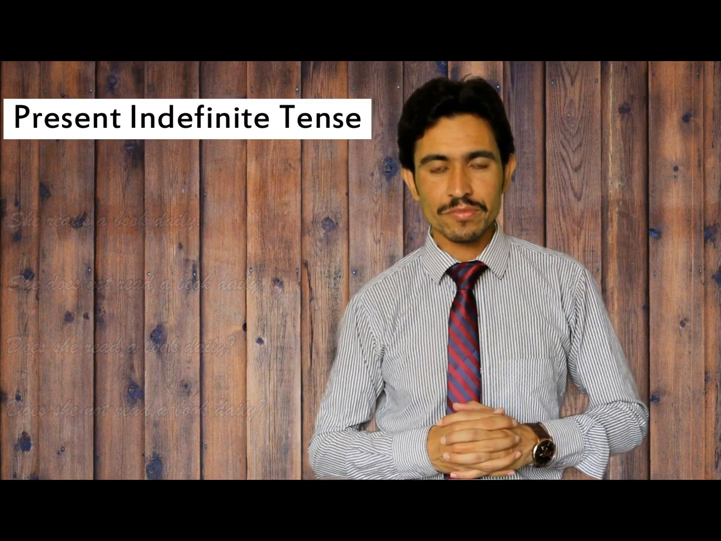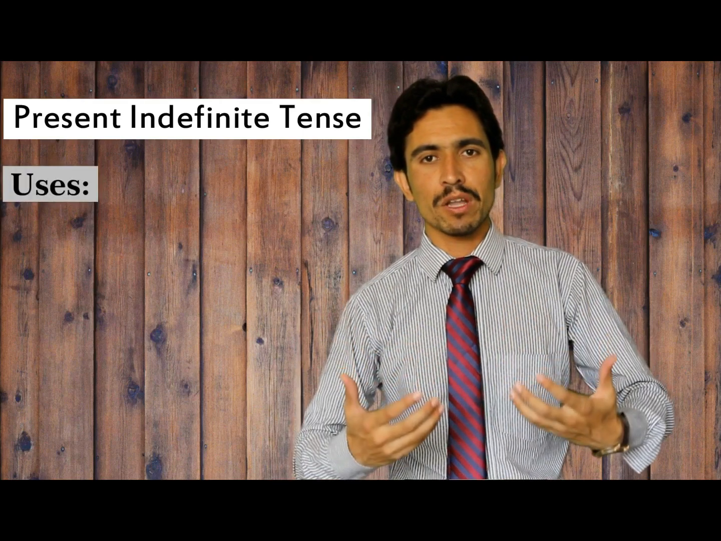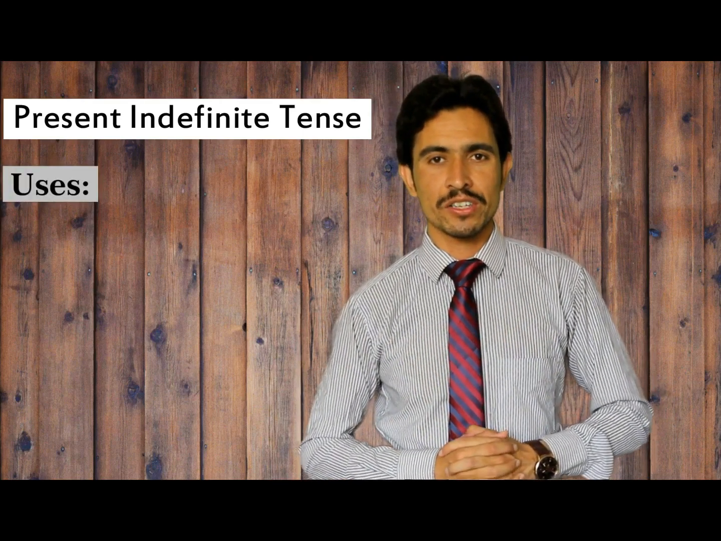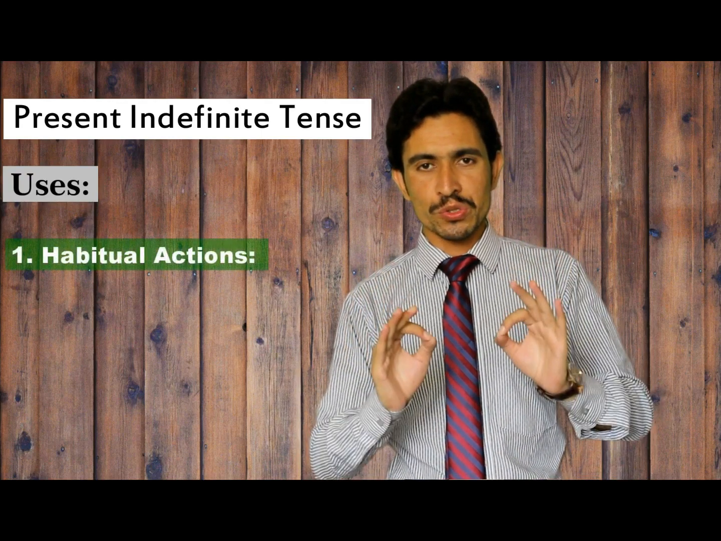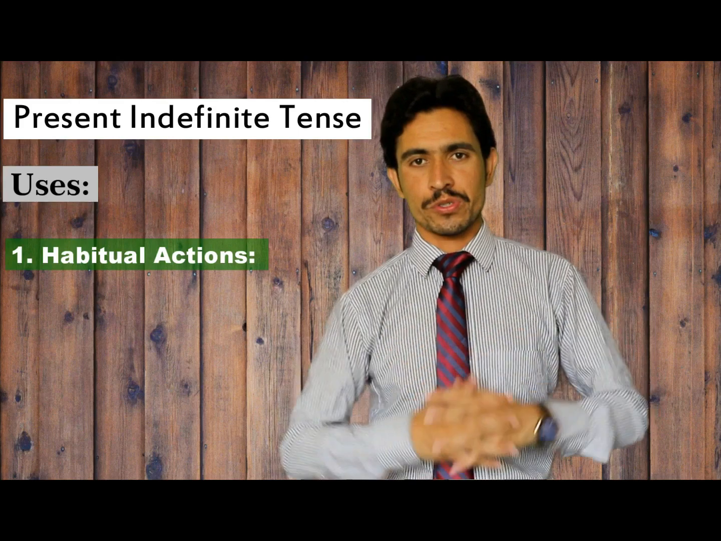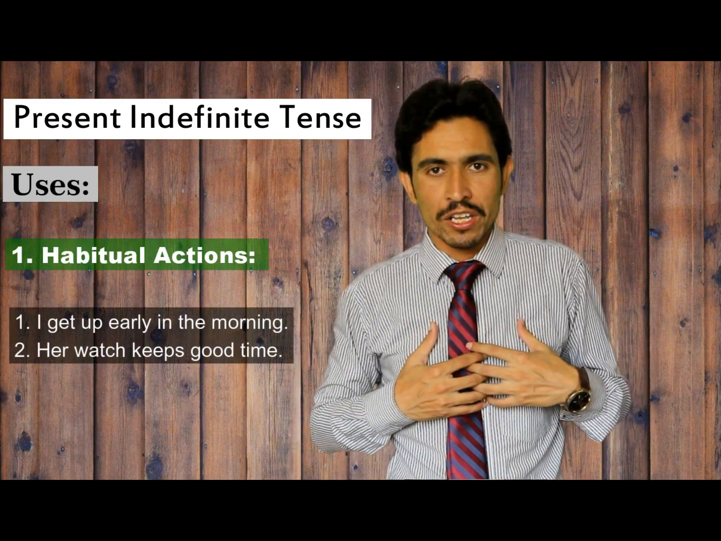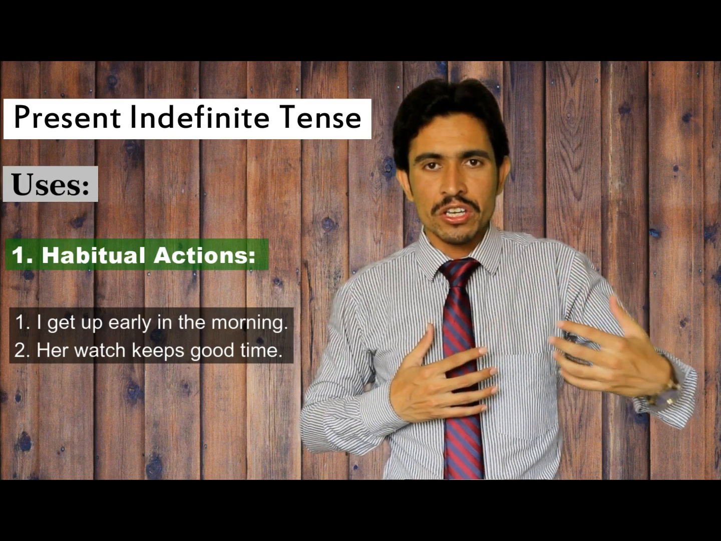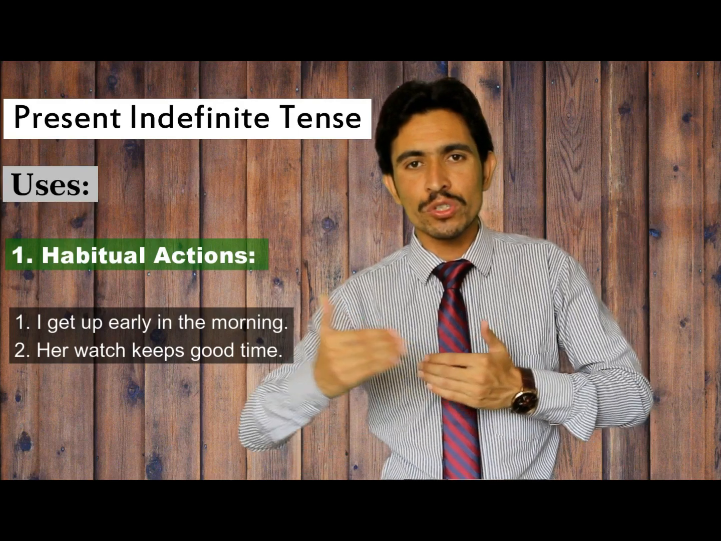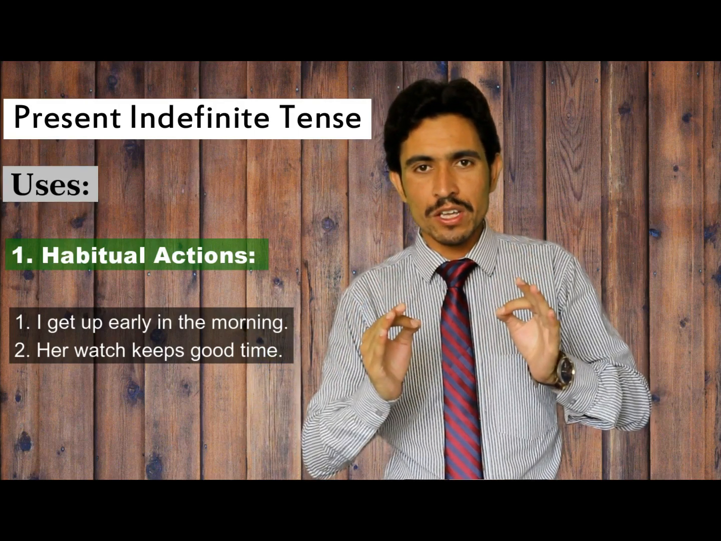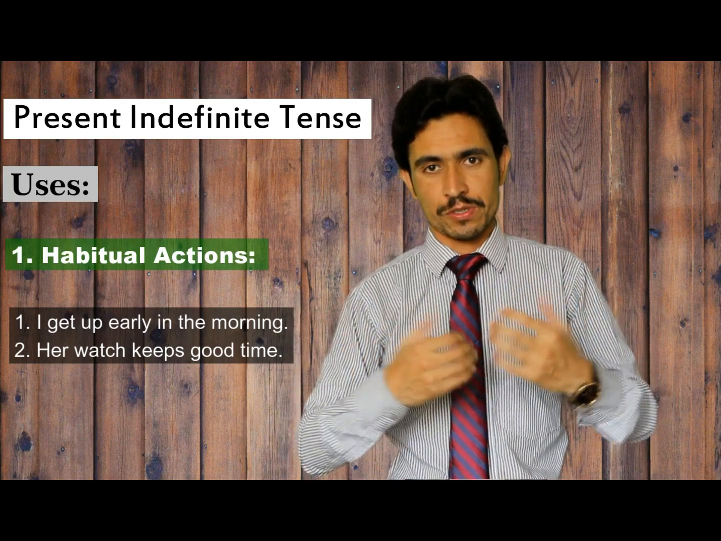Okay? And now we move to some uses of the simple present tense or present indefinite. Simple present tense is used for habitual actions. For example, I get up early in the morning. Her watch keeps good time. This is habitual action or this is a routine. So we use simple present tense for habitual actions.